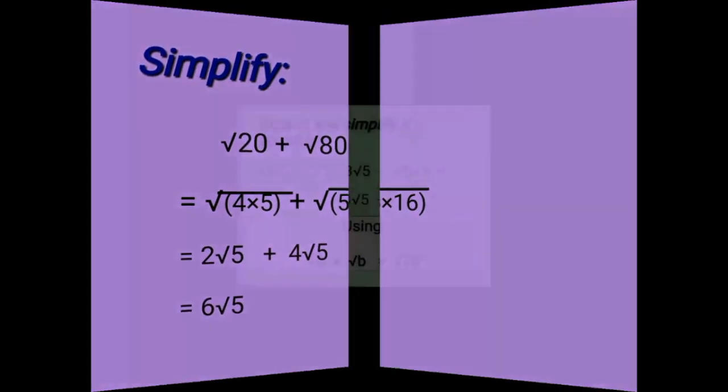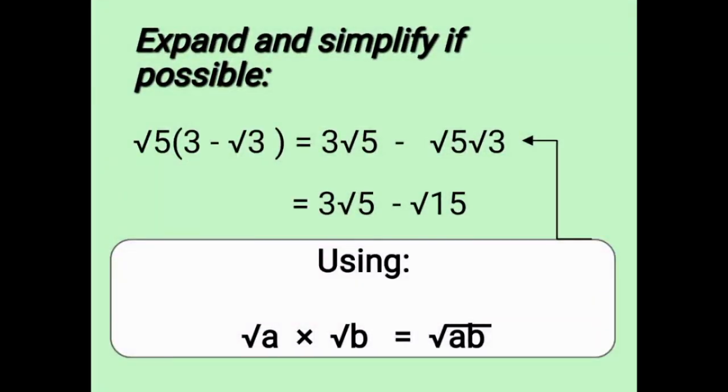First multiply each term in the brackets by square root of 5. Multiplying the two surds of square root of 5 and minus square root 3 gives us minus square root 15. As you cannot simplify this any further, your final answer will be 3 square root 5 minus square root of 15.